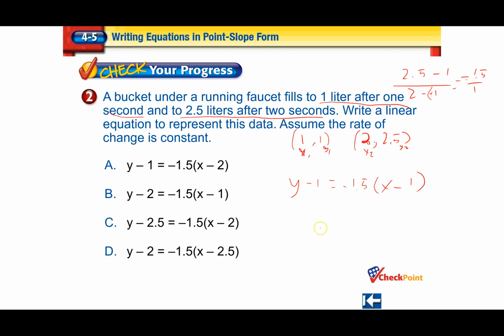That's one option. Did it give us that as an option? That is not an option. So it looks like I'm going to have to use the other point. So y minus 2.5, and then equals x, and then x minus 2. Did they give me that one? Yes, they do.